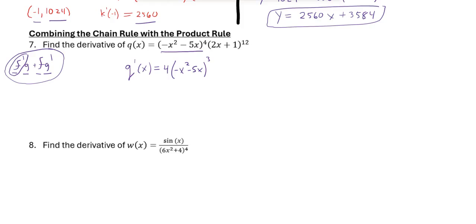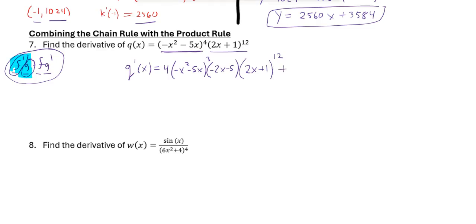That's f prime of x, the first part. Oh, I forgot. I'm going to use the chain rule. So bring the 4 down, reduce it by 1, but multiply by the derivative of what's inside. That would be -2x minus 5. That all is just the first part, and then times g, the second function, just leave it alone. So times 2x plus 1 to the 12th power. Okay, great. We got this part of the product rule satisfied.